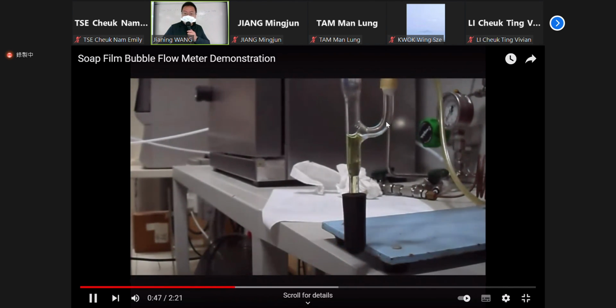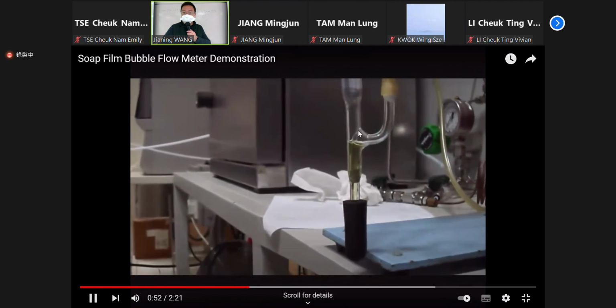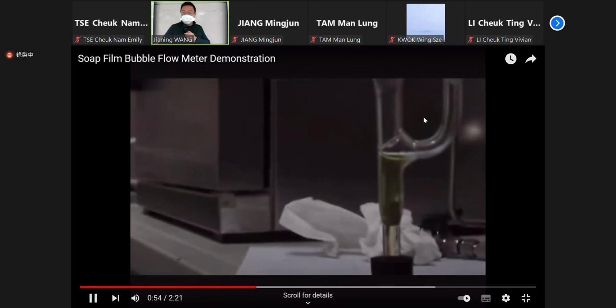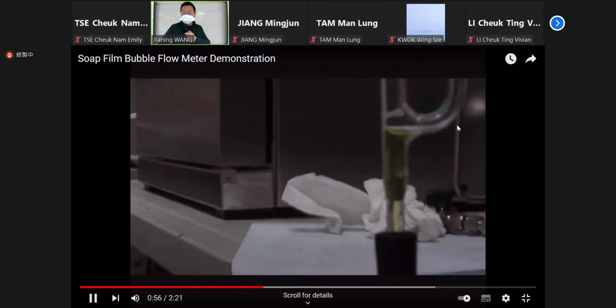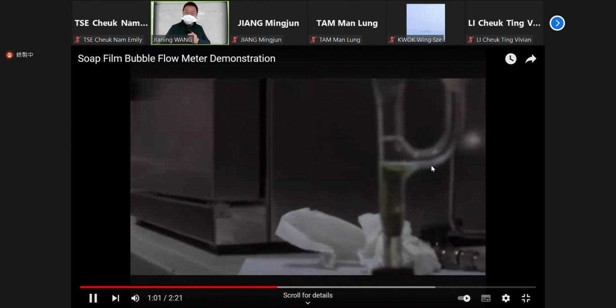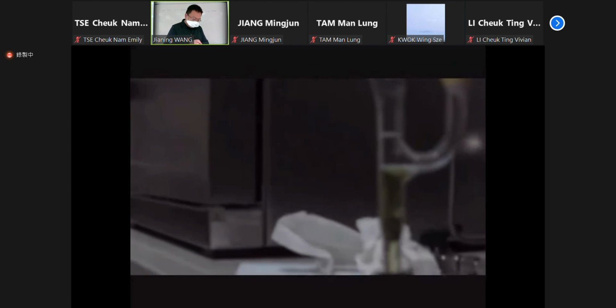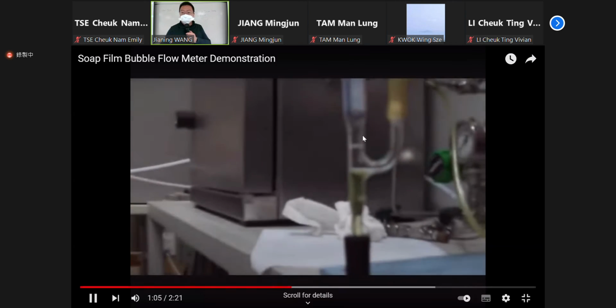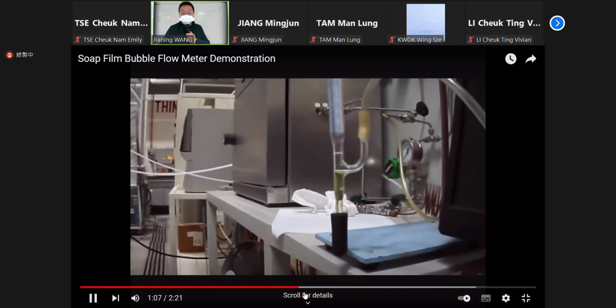Here's the gas flow from the regulator. The gas flows through, above a bubble, right?